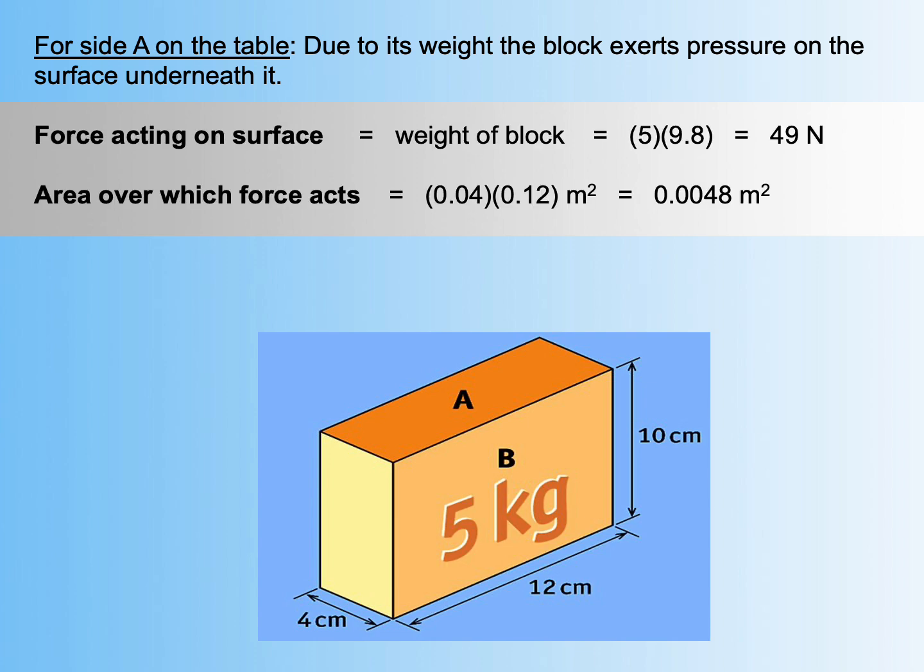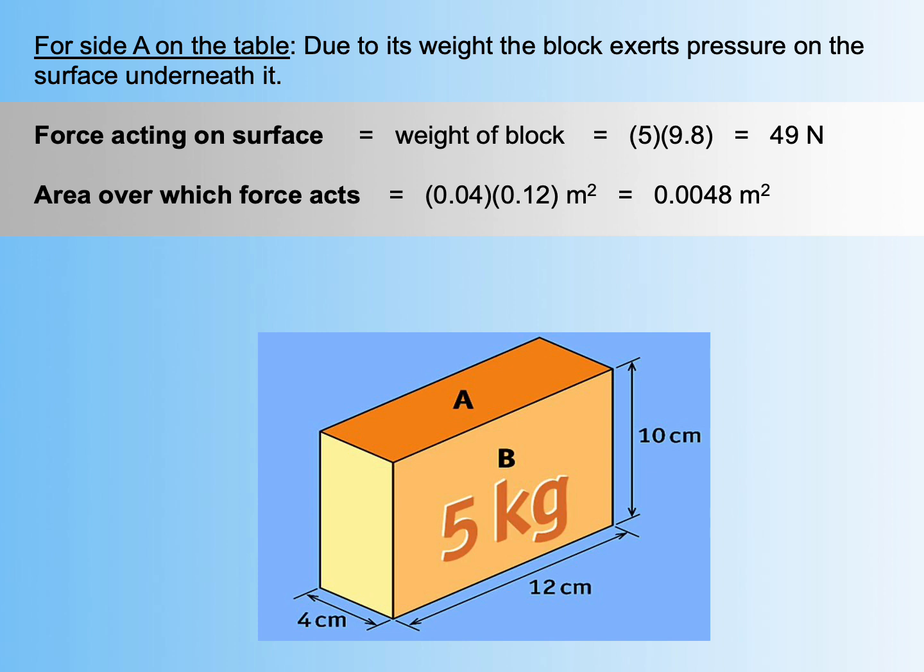First things first, for this kind of problem, we work out the force of the weight by taking the mass of 5 kilograms and gravity of 9.8 meters per second squared, and we multiply 5 by 9.8, which gives us 49 newtons, the force of the weight acting on the surface. Taking the area of surface A sitting on the table, 4 centimeters is 0.04 meters and 12 centimeters is 0.12 meters, so we get an area of 0.0048 meters squared.